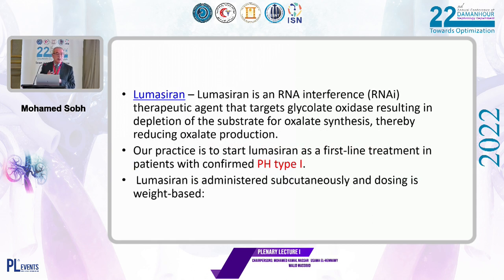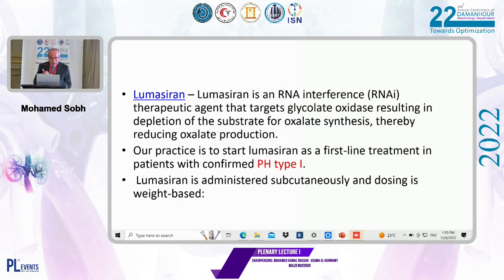And now we come to Lumasiran. This is a new drug which can treat primary hyperoxaluria type 1. Lumasiran is an RNA interference therapeutic agent that targets glycolate oxidase, resulting in depletion of the substrate of the oxalate synthesis. So it decreases oxalate, a new drug.